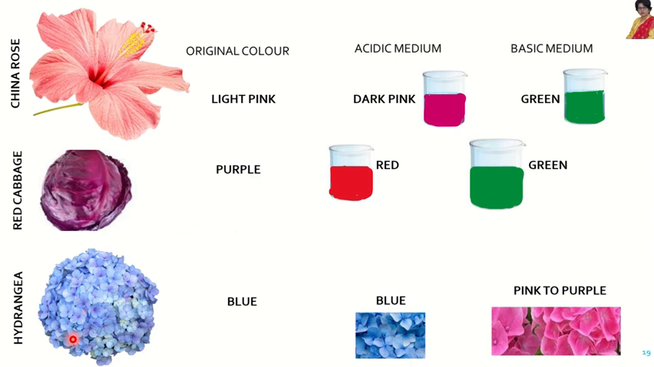Another natural indicator is hydrangea. The petals are blue in color. If I put a drop of acid on the blue petals, it will remain blue, and if I put a drop of base on the petals, it will change into purple color. So, with the help of hydrangea petals, we can determine whether a given substance is acid or a base.